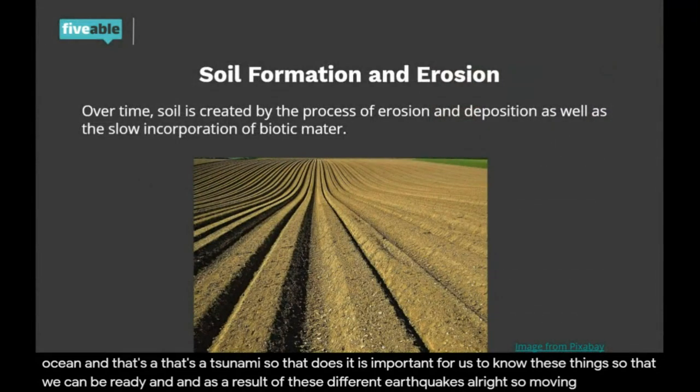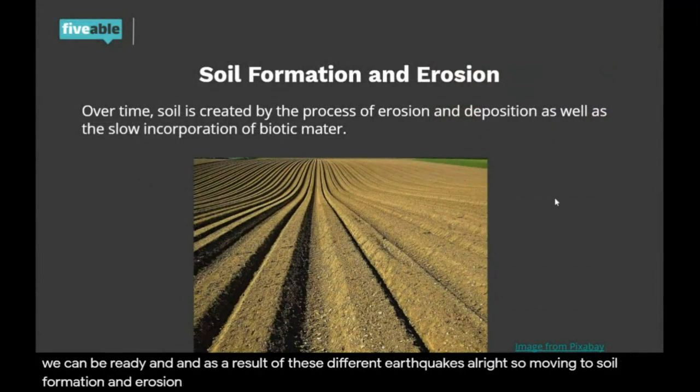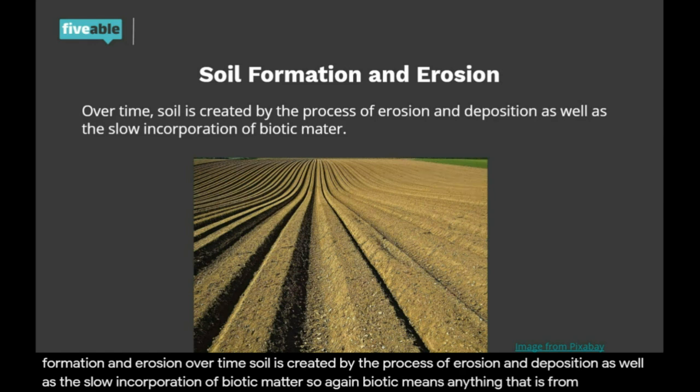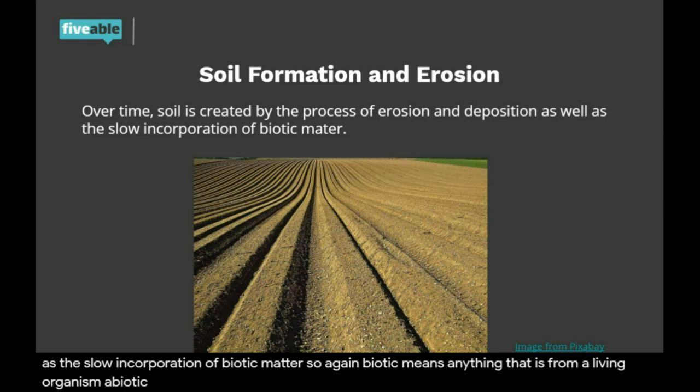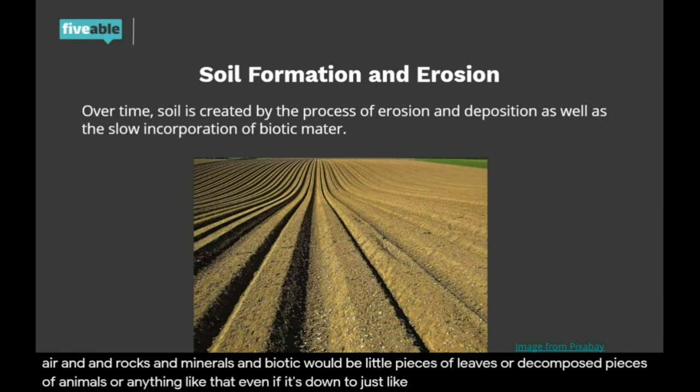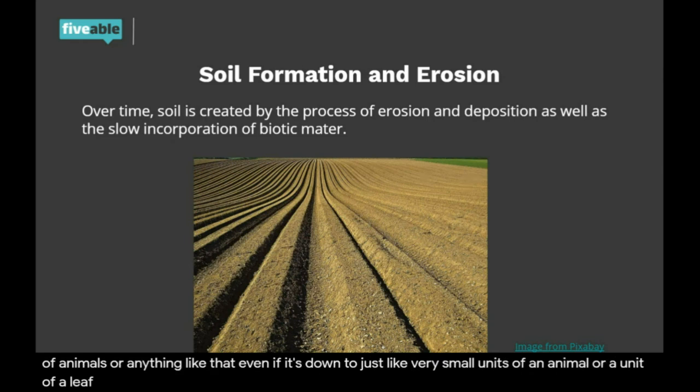All right, so moving to soil formation and erosion. Over time, soil is created by the process of erosion and deposition, as well as the slow incorporation of biotic matter. So again, biotic means anything that is from a living organism. Abiotic would be anything that was not from a living organism. So abiotic things are like air and rocks and minerals, and biotic would be little pieces of leaves or decomposed pieces of animals or anything like that, even if it's down to just very small units of an animal or a unit of a leaf, very tiny bits.